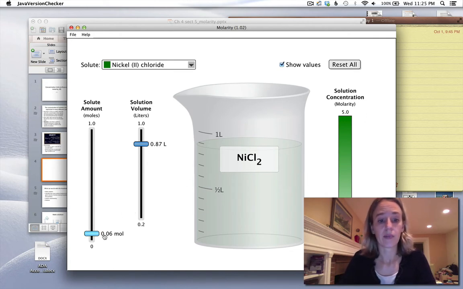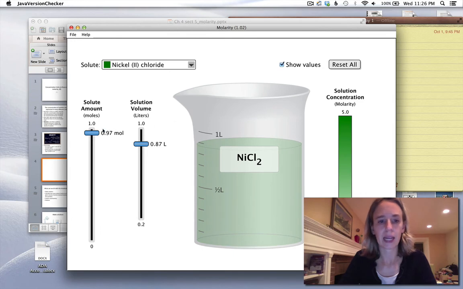So when I only have 0.06 moles of solute in 0.87 liters of total solution, my concentration is only 0.07 molar. Now, when I raise the amount of solute, you'll see my solution getting to be a darker green. Green is the color of the nickel chloride solution. And as I put more and more solute in there, my concentration gets greater and greater.